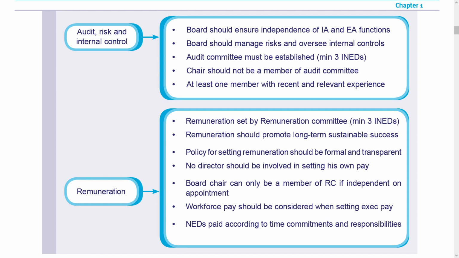An audit committee should be established, and in that audit committee at least 3 should be independent non-executive directors. That's the minimum. There is no limit to the maximum. And the chair should not be a member of the audit committee, because the audit committee should be made of non-executive directors, and at least 3 should be independent non-executive directors. So the chair is not a non-executive director, therefore the chair cannot be a member of the audit committee. And out of the members, at least one member should have recent and relevant experience.